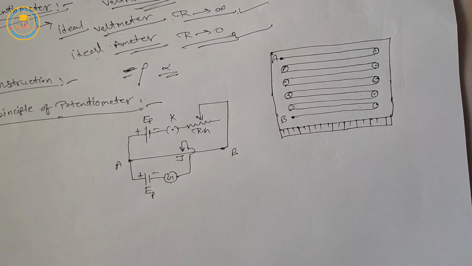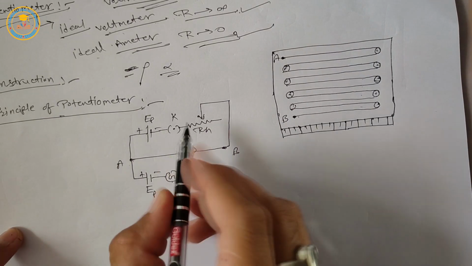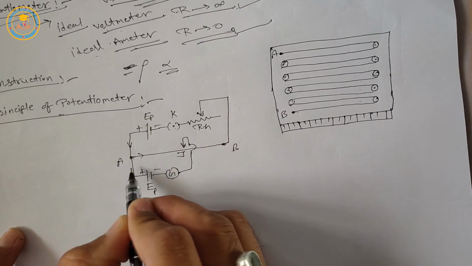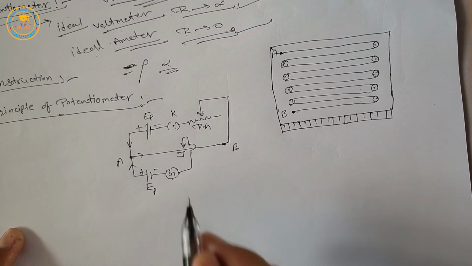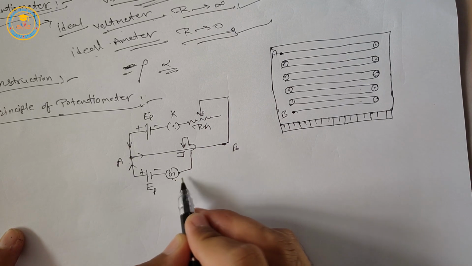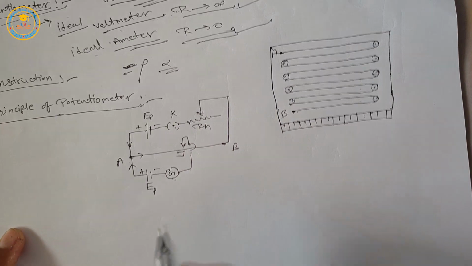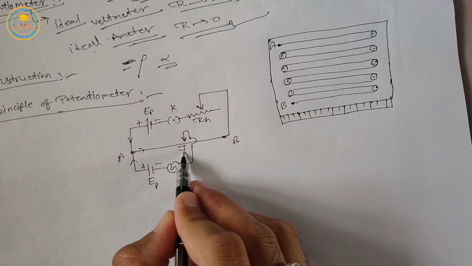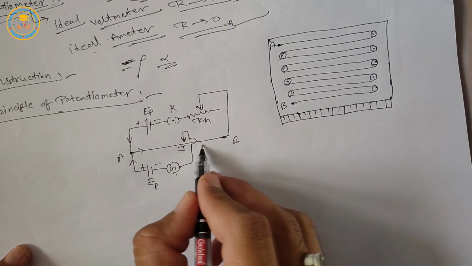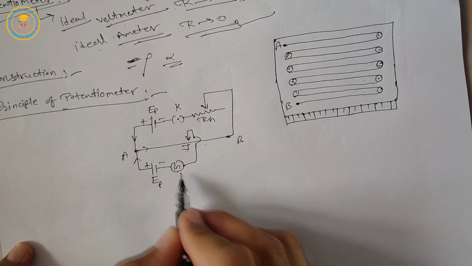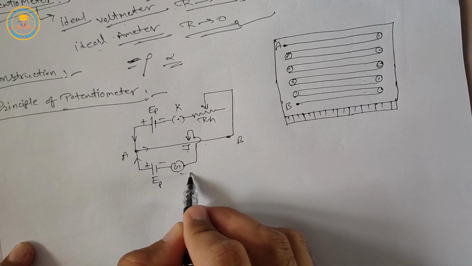Firstly we close the key K. Then in this situation the current flows through this circuit, and the galvanometer shows some deflection. Now we move this jockey on this wire. Then at one position, the deflection in the galvanometer becomes zero.